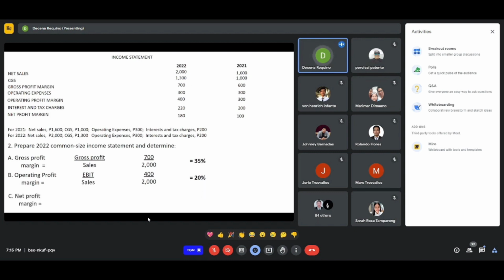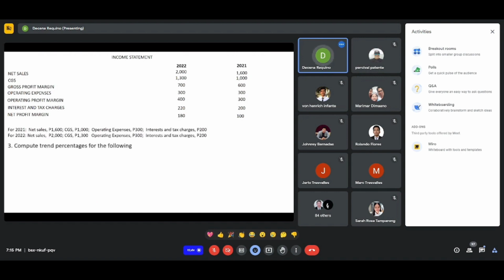And then yung net profit margin naman, ang formula naman niyan is yung profit over sales. So dito sa 2022, 180 divided by 2,000. So ang sagot, 9%.